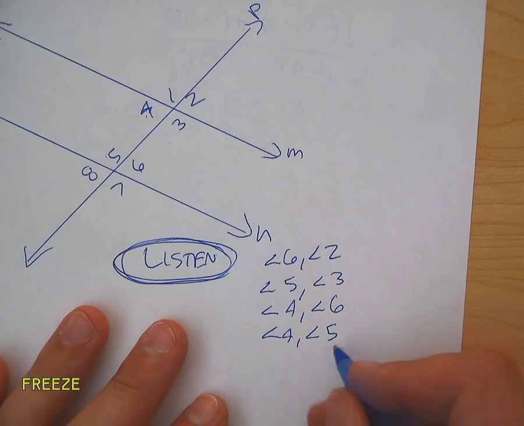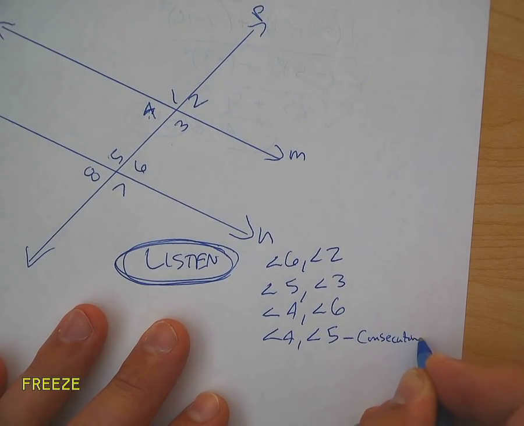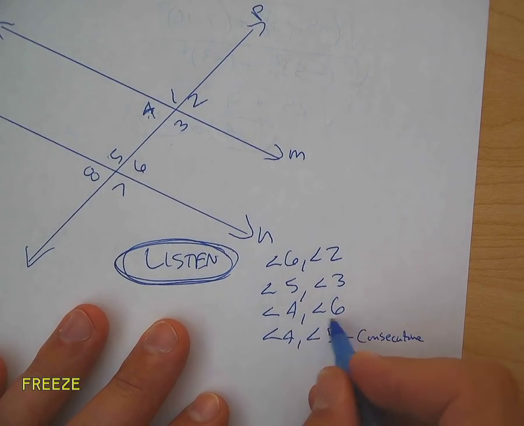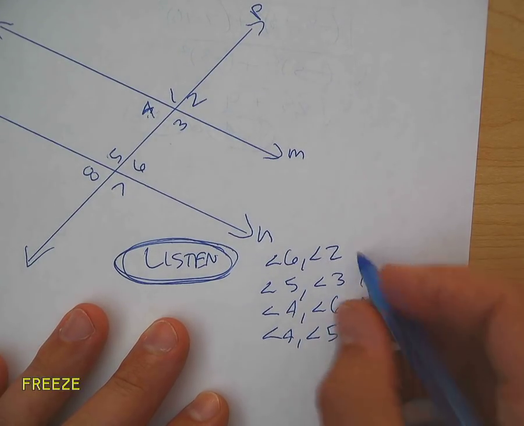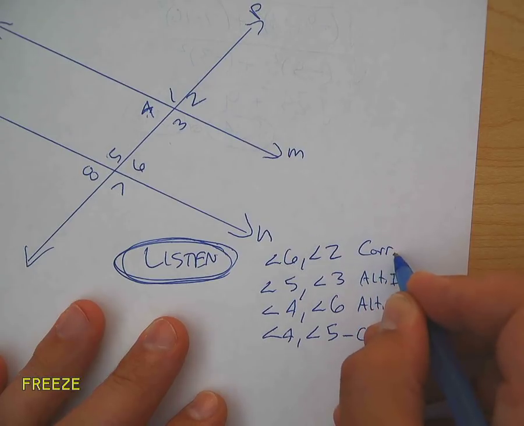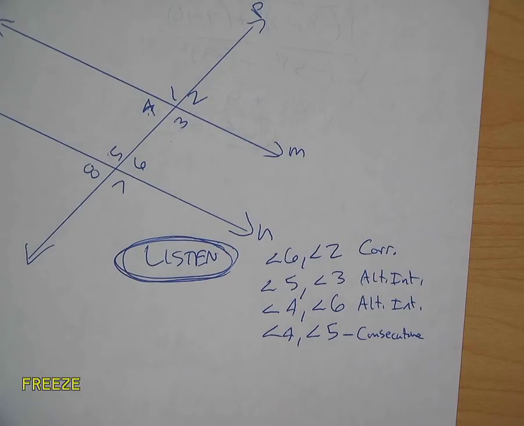So I'm just going to recap. Consecutive interior angles. 4 and 6, alternate interior angles. 5 and 3, alternate interior angles. And 6 and 2 are corresponding. Okay, let's try another problem with types of angles.